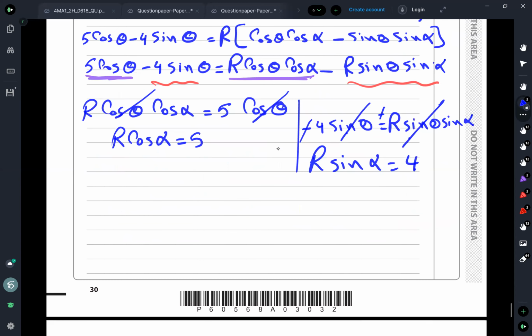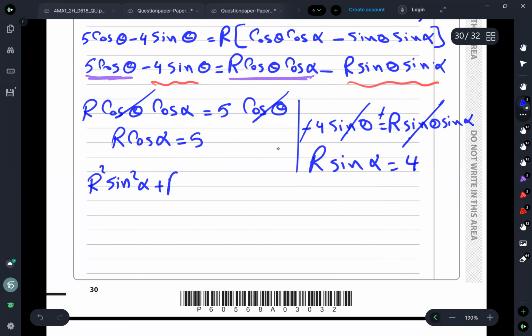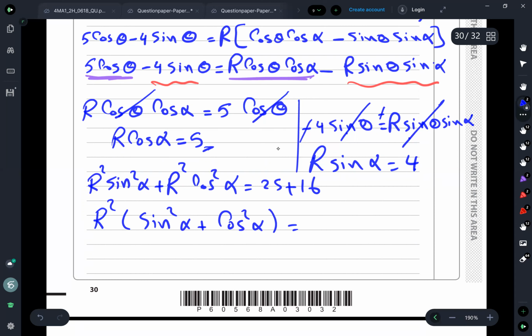To get the exact value of r and alpha, first you can square both sides, then add. We'll get r squared sine squared alpha plus r squared cosine squared alpha is equal to 5 squared, which is 25, plus 4 squared, which is 16. By taking r squared as a common factor, you will get sine squared alpha plus cosine squared alpha, which is equal to 1. So r squared is equal to 41. By taking the square root of both sides, you will get r, where it's written r positive. This is why there is no need to write the negative sign.